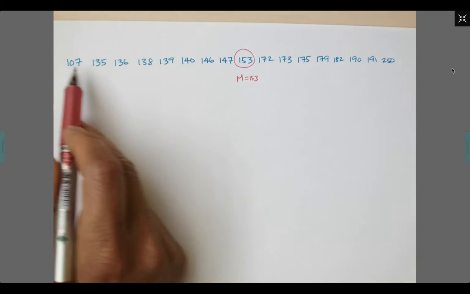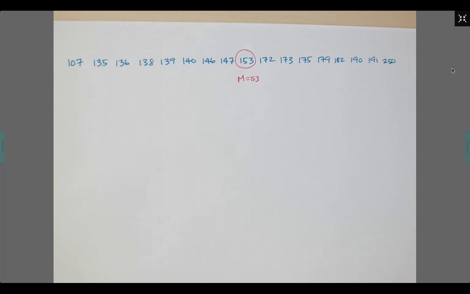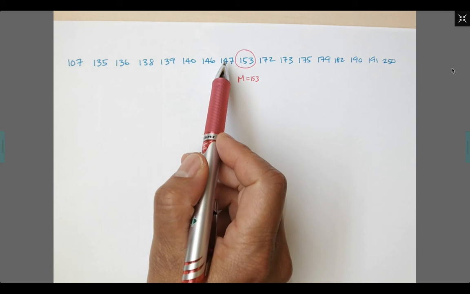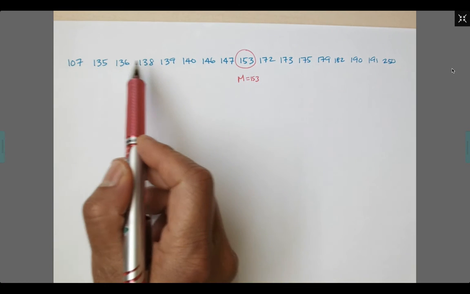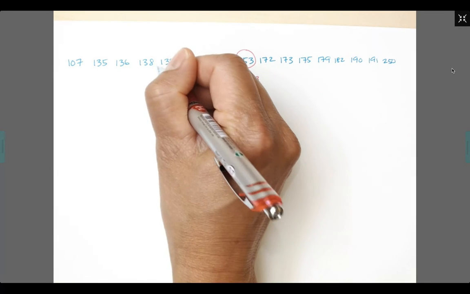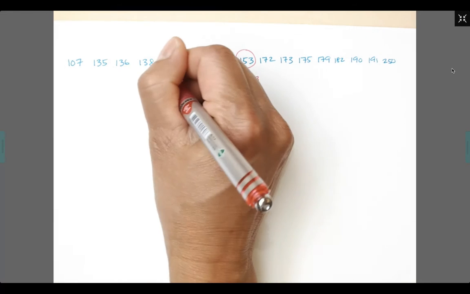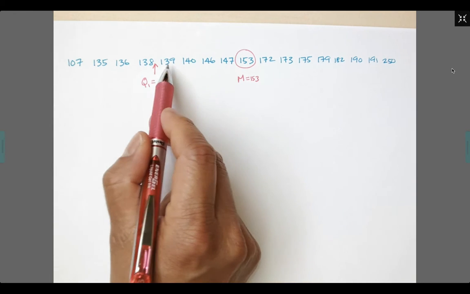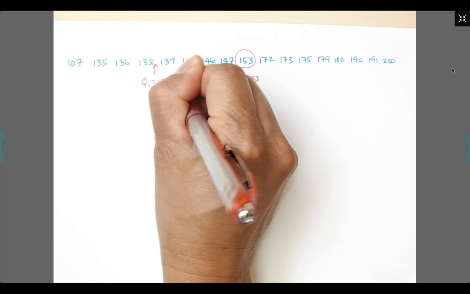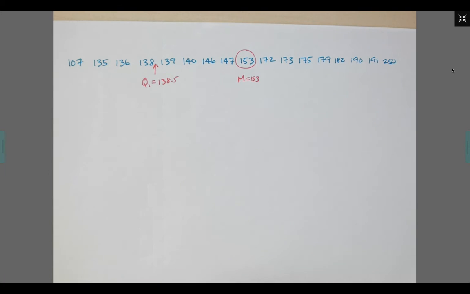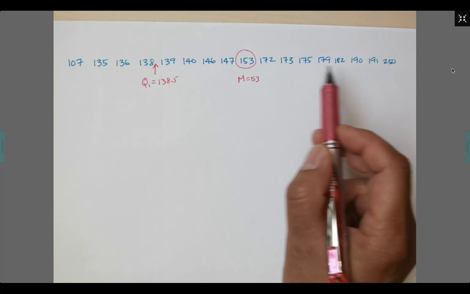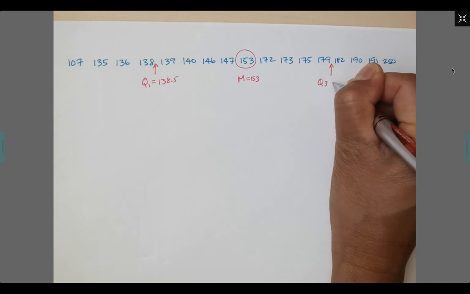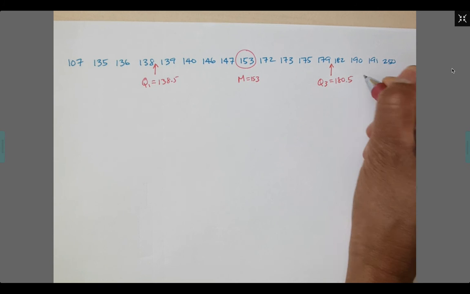In my lower half, not including the median, I'm just going to throw that out. So my lower half has 8 observations. Let's find the median of my lower half. 1, 2, 3, 4. The median of my lower half is my Q1. It's going to go right there, and it's the average of these two middle observations. So it's going to be 138.5 calories. I do the same thing for my upper half. 1, 2, 3, 4. My Q3 is going to be 180.5.